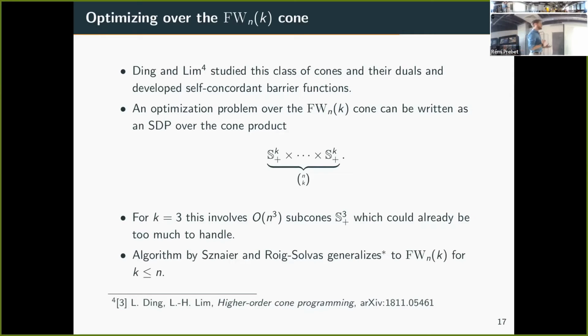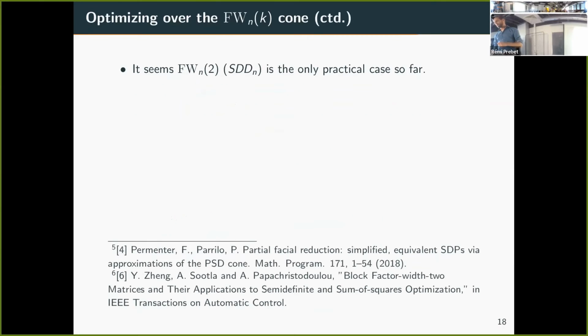But the interesting theoretical result is that the algorithm by Snyder and Roig generalizes to this family of cones. I put an asterisk here because we haven't figured out all the details, but it seems to generalize easily. We still have to write it down though. And when you look at cases in practice, it seems that the cone of scaled diagonally dominant matrices is the only one that's practical, right? That is k equal 2, because as I said, if you have k equal 3, you get n cubed subcones in the cone product.